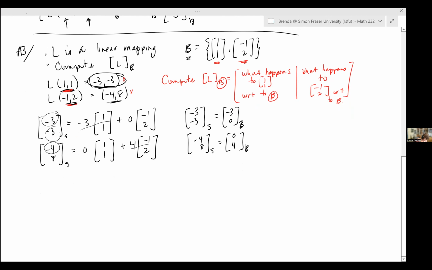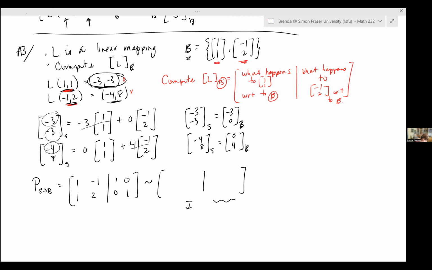Okay, how would I see that if I couldn't just write that down? What I would do is, okay, what am I doing? I'm changing coordinates from S to B. So I would put the basis vectors of B here, and I would put the basis vectors of S here. And I would row reduce until I got I here, and then I would have what I wanted here.